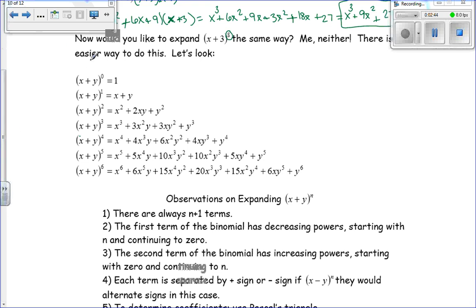If I take x plus y and raise it to the 0 power, I get 1. If I have x plus y raised to the first power, I get x plus y. If I have x plus y to the second, I get x squared plus 2xy plus y squared. If I have x plus y to the third, I get x cubed plus 3x squared y plus 3xy squared plus y cubed. And I keep this up, and this is the pattern that I will get.